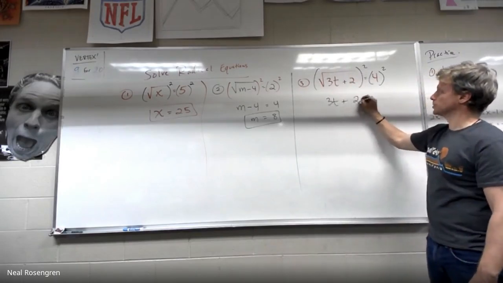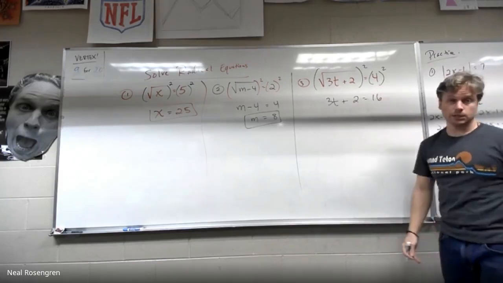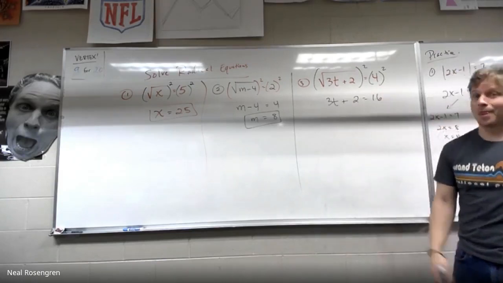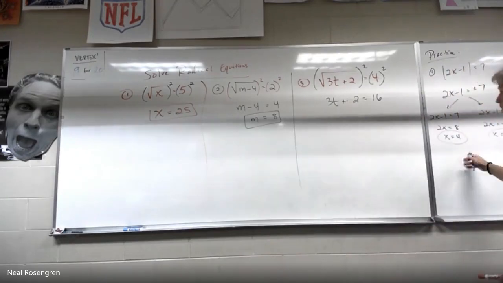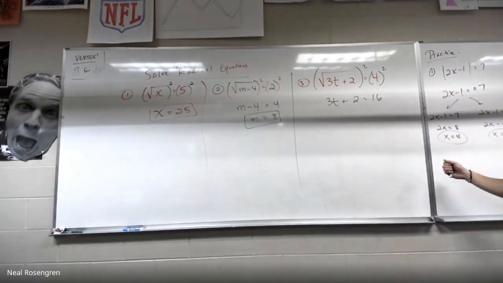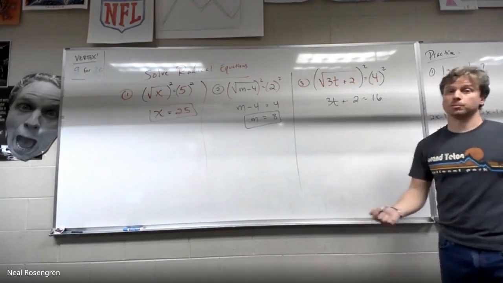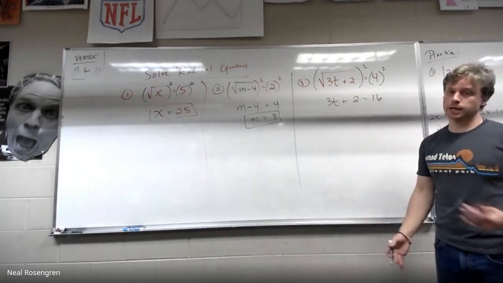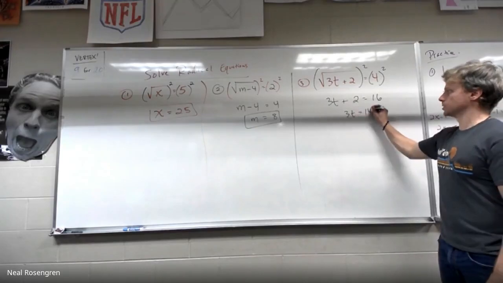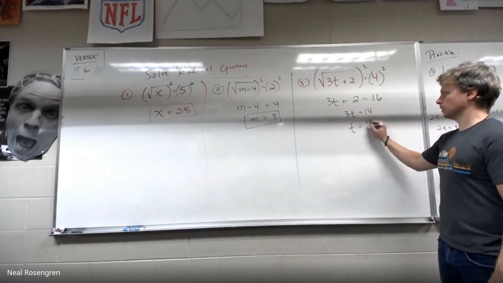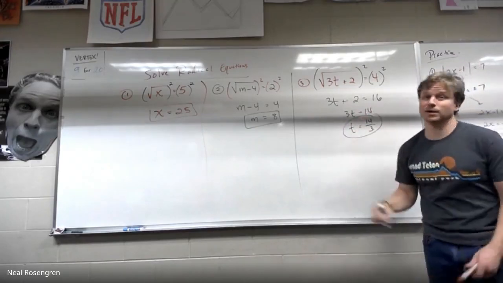So 3t plus 2, and 4 squared is 16. And then solve it, whatever you need to do to solve it. And we're not breaking this into 2 equations like we did with absolute value over here, because there is no plus or minus. This is just one nice answer that we're looking for. Let's subtract 2 on both sides, divide by 3. Okay, 14/3, fine, no big deal, right?